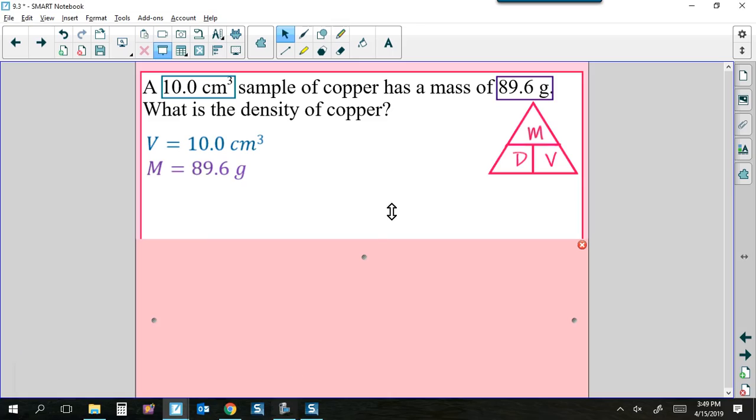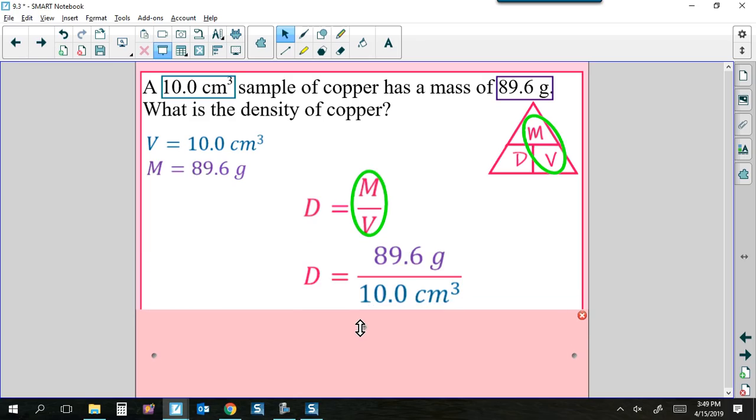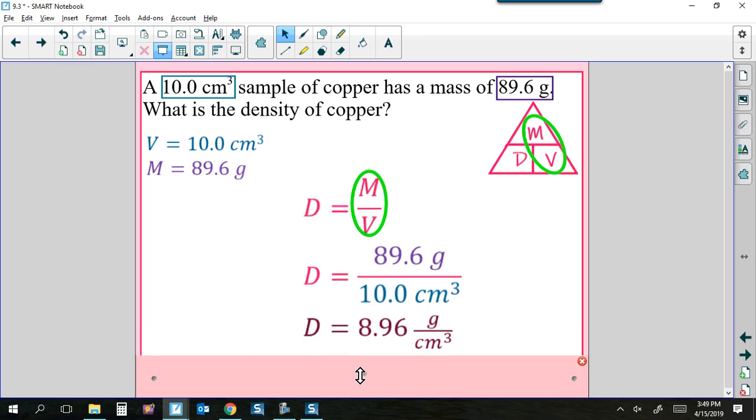So we know that density is found by taking the mass and dividing it by volume. And you can again see that from our little visual triangle here, M is over V, so we're going to divide them. Here's where it's just super easy. You're going to plug in the mass, plug in the volume. So we have 89.6 divided by 10, which I hope you can all do without a calculator. And you just get 8.96 grams per centimeter cubed, and that is your density of this sample of copper.